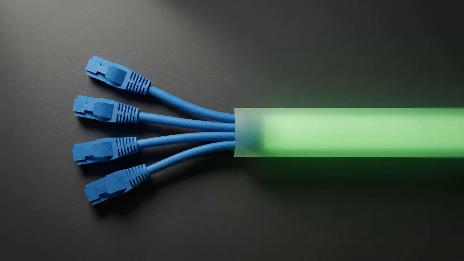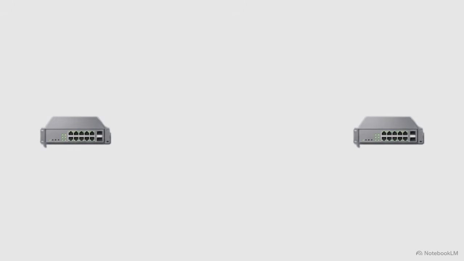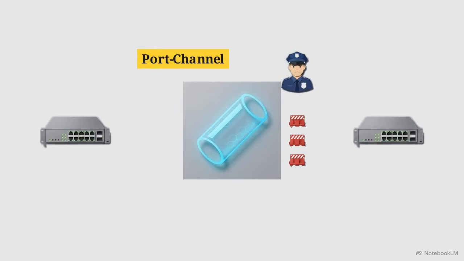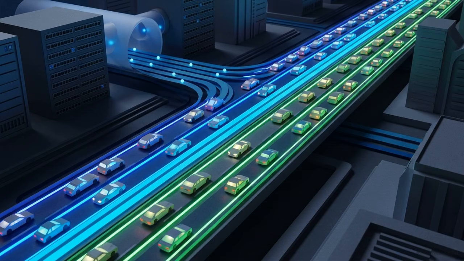That's where EtherChannel comes in. Watch the diagram. EtherChannel takes those 4 separate physical cables and logically wraps them together into one virtual connection. This unified bundle is called a port channel. Because they are wrapped together, the STP traffic cop no longer sees 4 separate dangerous roads. It scans the bundle, sees one massive safe highway, and gives it the green light to flow across all 4 lines at once.